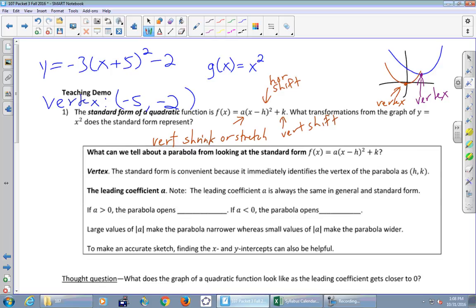All right, leading coefficient is A. It says a leading coefficient is always the same in general and standard form. Just to remind you, general form was this ax squared plus bx plus c. So those are the two basic forms we're going to be playing with in this section. And it's the same A in both cases. If A is greater than 0, which way does the parabola open? Opens up. And if A is less than 0, down.